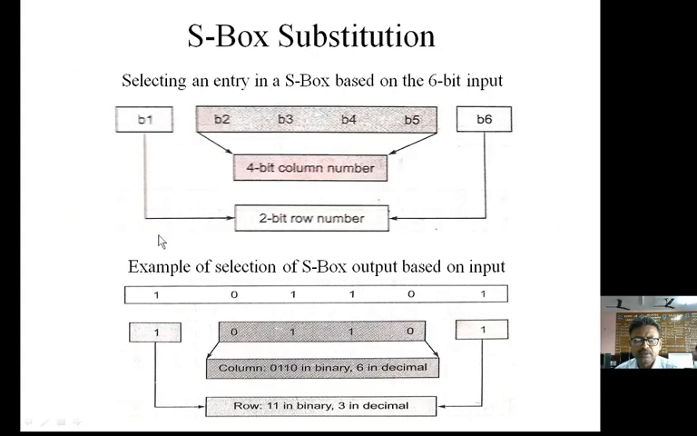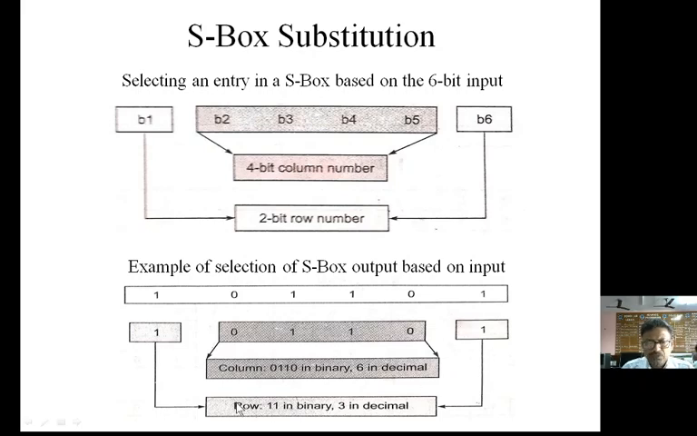So how do we convert the 6-bit block into a 4-bit block by applying S-box1? For that, this example has been shown. This example has a 6-bit input. Out of that 6 bits, the middle 4 bits are considered as the column number, and the first and the last bit are considered as the 2-bit row number. For example, if we have an input of 1 0 1 1 0 1, the column value is 0 1 1 0, or 6 in decimal, and the row value is 1 1.